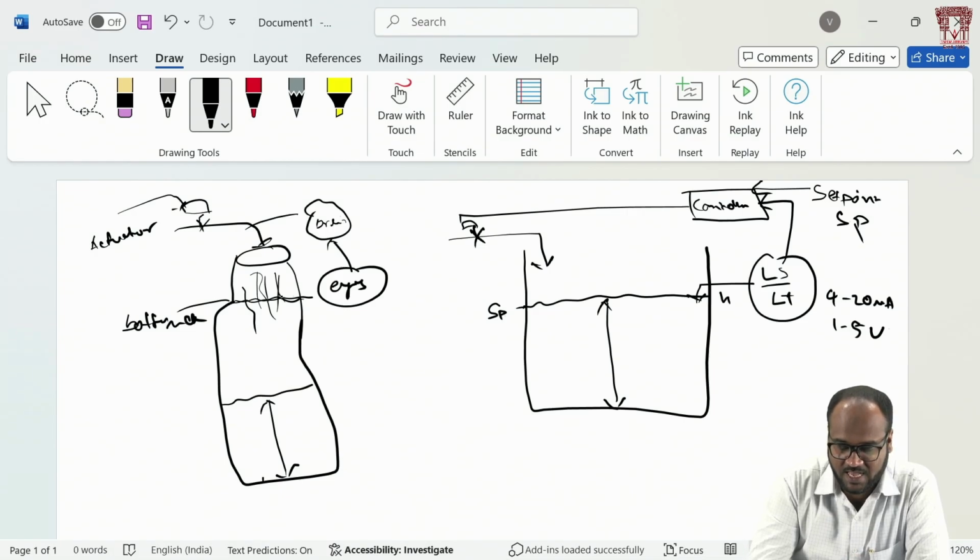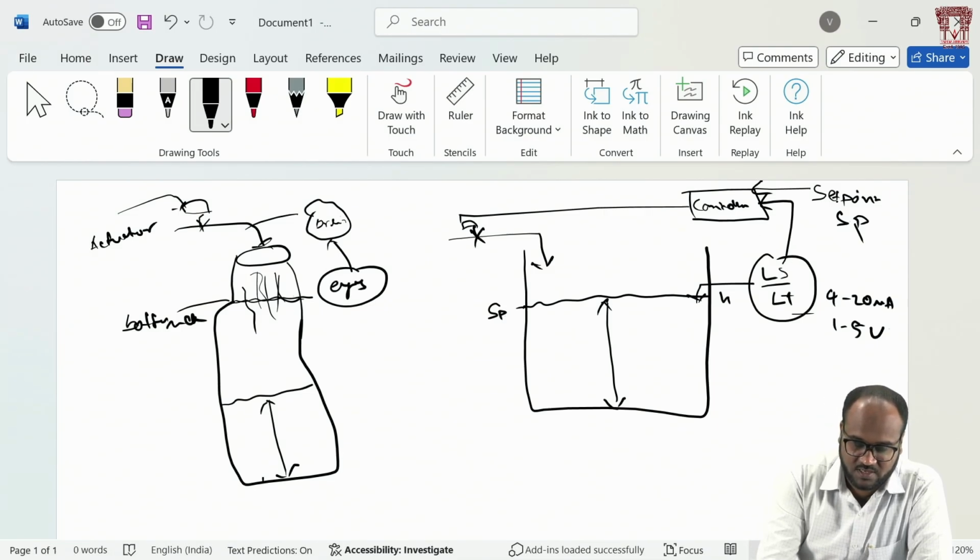So the same thing happens here. The controller compares the process variable, which is an electrical signal given by the level transmitter. It transmits the status of liquid in the tank to the controller, and the controller compares the process variable, which is the level of the water or chemical, with the set point. So it generates a signal. We call it an error signal.